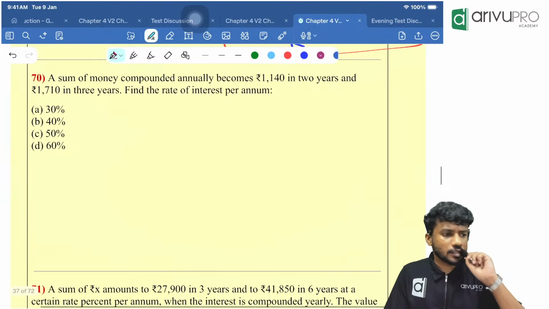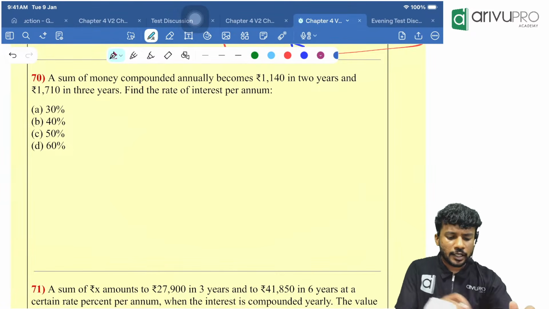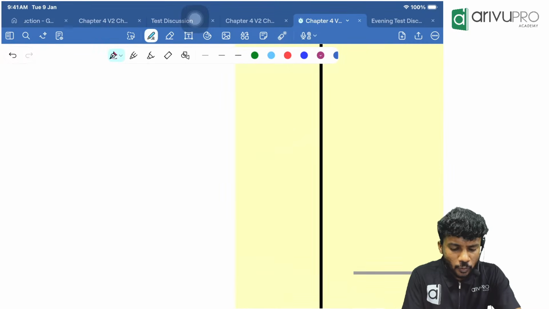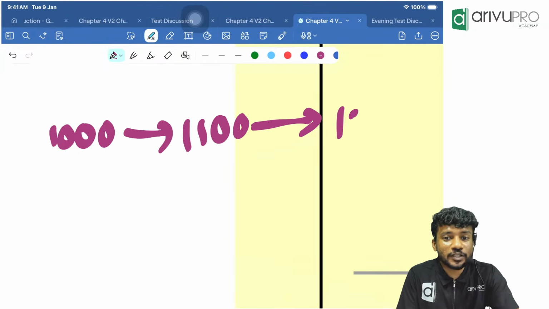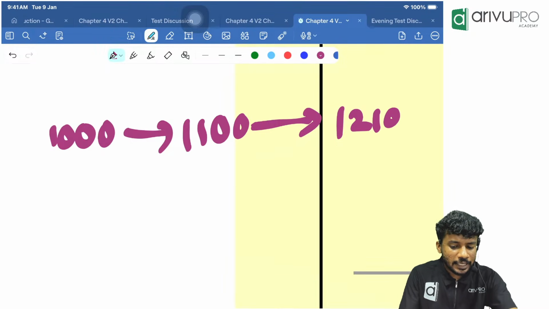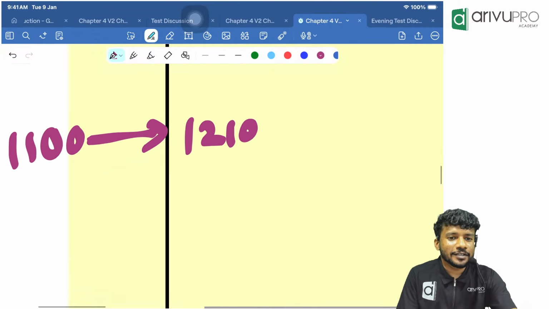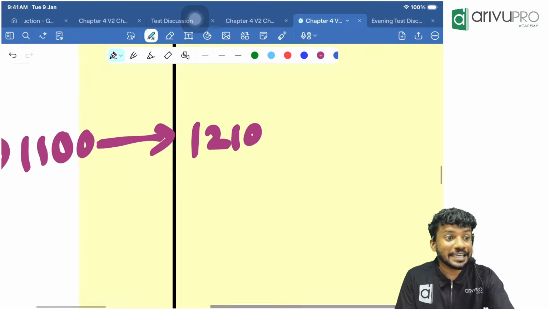The first question is the base for this next one. If you remember, long back I told you one example: 1000 became 1100, then 1100 became 1210, as per compounding. Now, if I zoom in, what is the principal and what is the amount? 1100 is my current principal and 1210 is my amount.